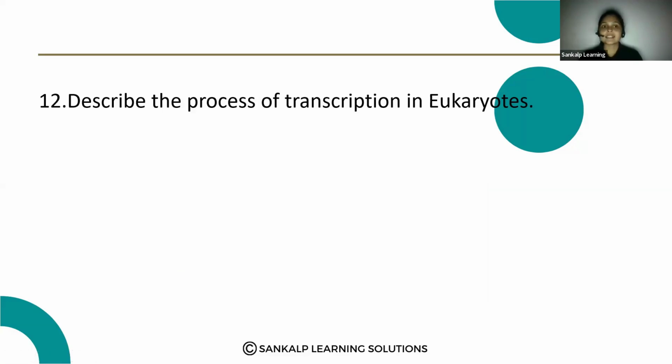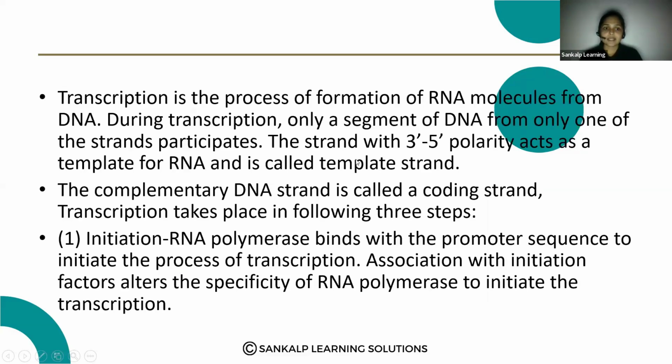Next question, describe the process of transcription in eukaryotes. One of the very important questions, they ask this: transcription in eukaryotes. Transcription is the process of synthesis of the mRNA from the DNA. It has the polarity 5' to 3'. Look here, in the first step, what happens?